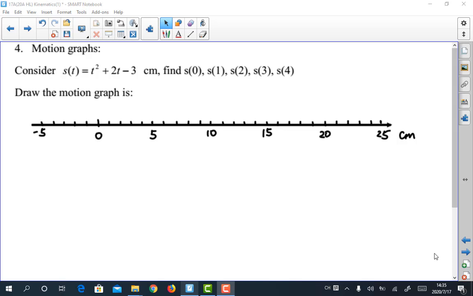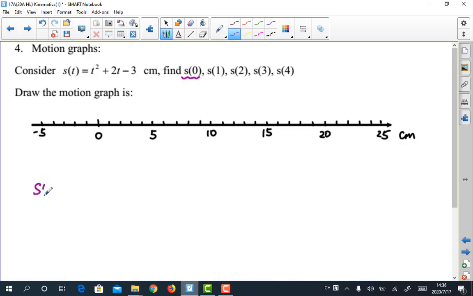Section 4, motion graphs. If we are given the function between the displacement and the time, how can we find the displacement at different times? And thereby we can draw the motion graph on the number line. So let's look at this example. What we need to do is find where the object P is at each time moment, like t equals 0, t equals 1, t equals 2, t equals 3, t equals 4, etc.